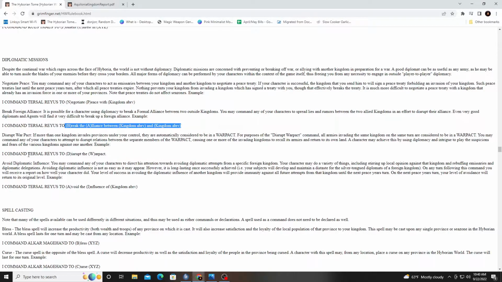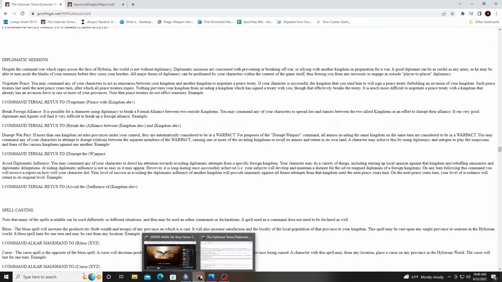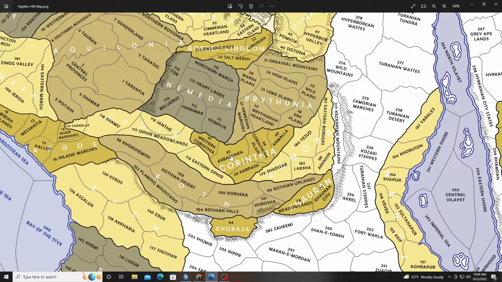The next command is going to be disrupt war pact. What the game identifies as a war pact is any number of kingdoms invading the same kingdom. We'll use this example. Carinthia here is surrounded by enemies. Let's say Brythunia and Koth were both invading Carinthia. They don't even have to be allied. Let's just say they plan on attacking on the same turn. That, in game terms, is considered a war pact.